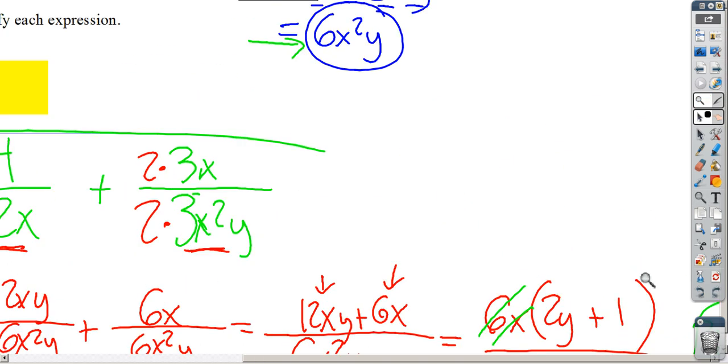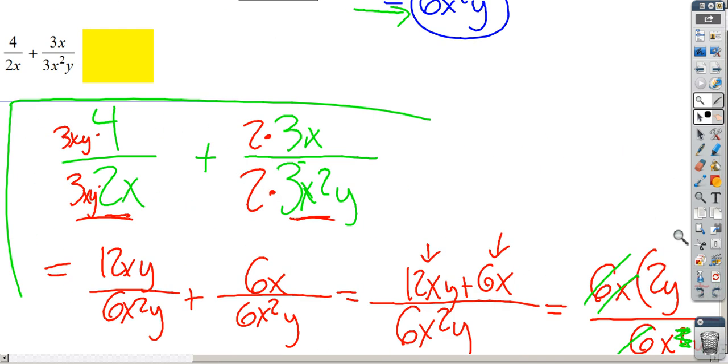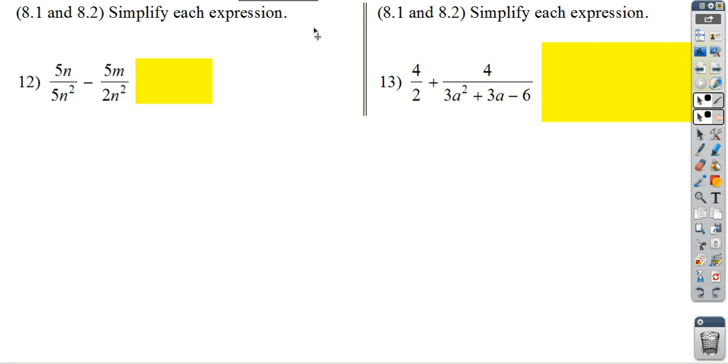So let's verify. We had, what was it, 2y plus 1 over xy, and there it is. Okay, we'll pause there. In the next video, we will do some more practice with adding and subtracting fractions like the ones you see right there.